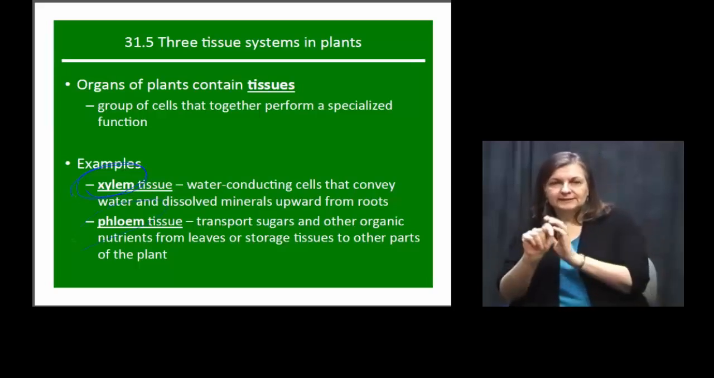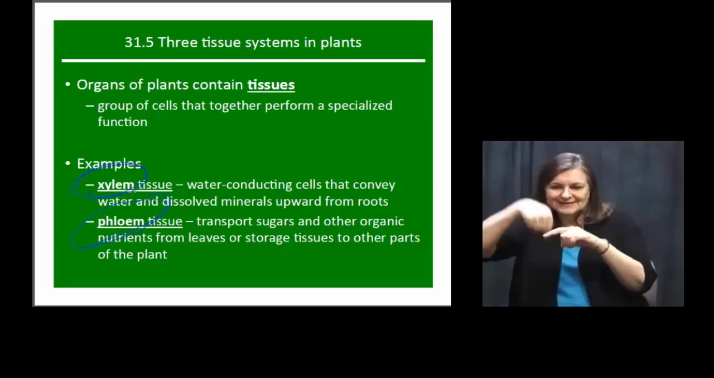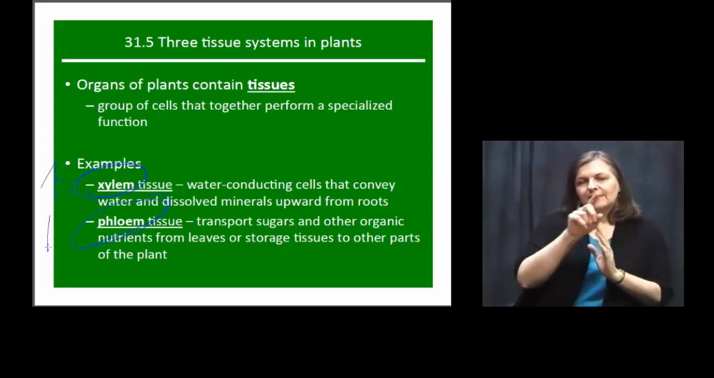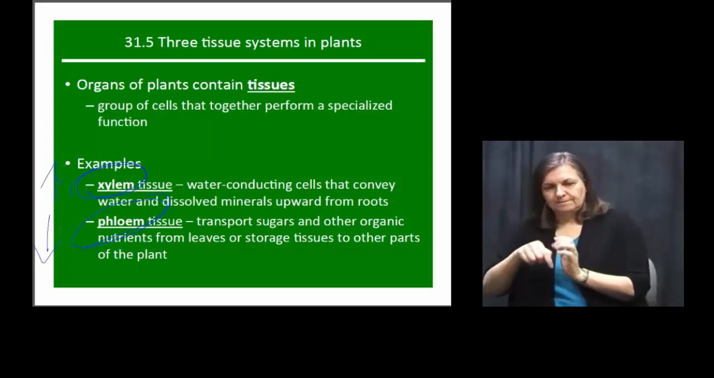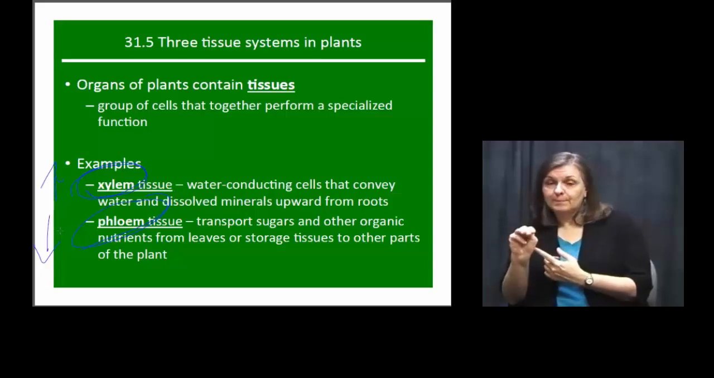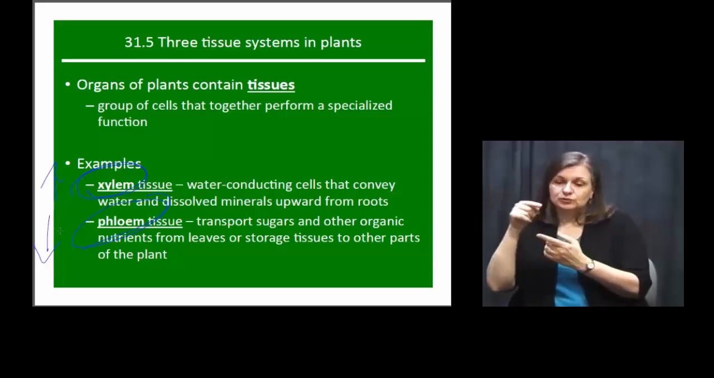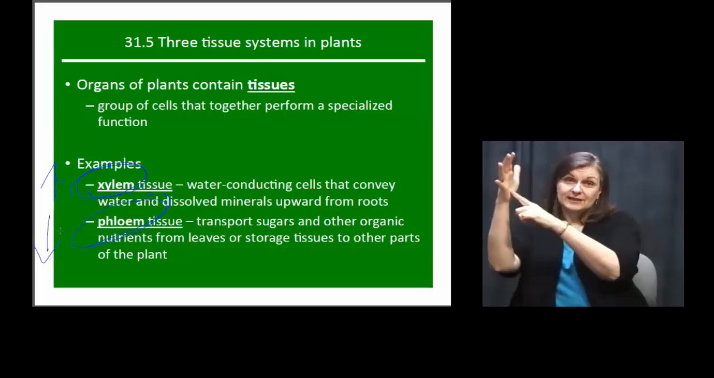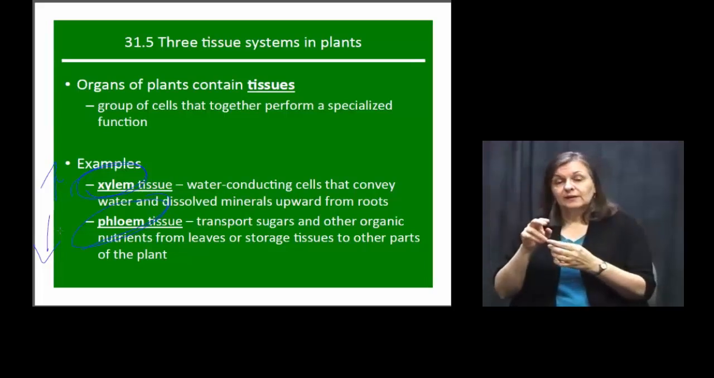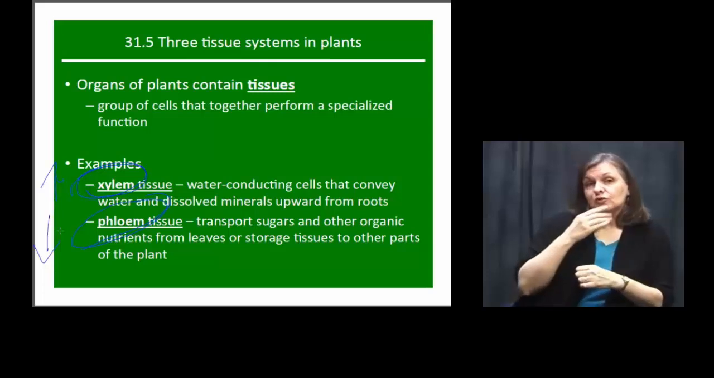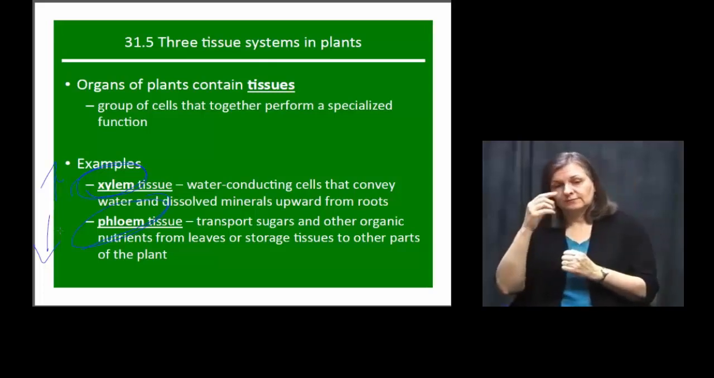Phloem tissue always moves things down the plant. So xylem up, phloem down. Phloem is going to be primarily responsible for returning sugars to the plant that are produced in the leaves, either for use directly by the plant or for storage in the roots for later on.